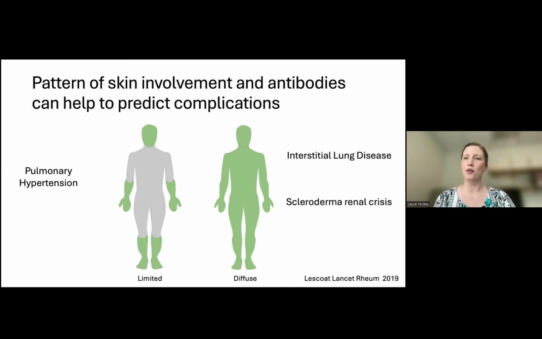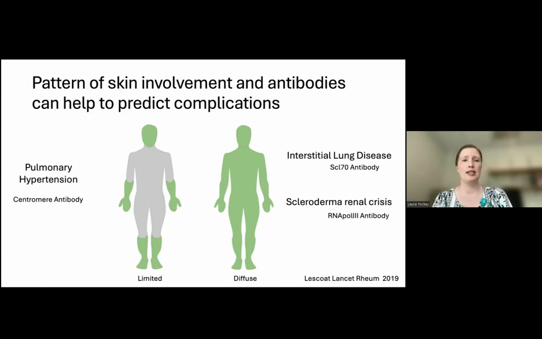For example, patients who have limited disease are at higher risk for having pulmonary hypertension, which is when the blood vessels in the lung are affected, and patients with diffuse disease are more likely to have interstitial lung disease, or inflammation in the lungs, and then their kidneys can be involved as well.